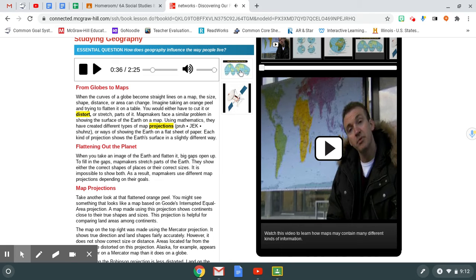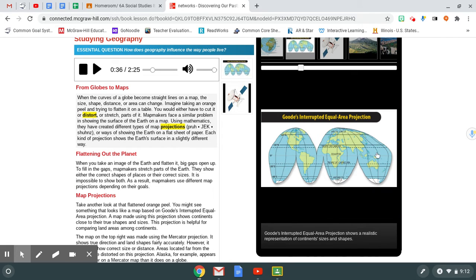So here's one example of trying to take that round Earth and flattening it out to try to keep the proportions as clear as possible there.